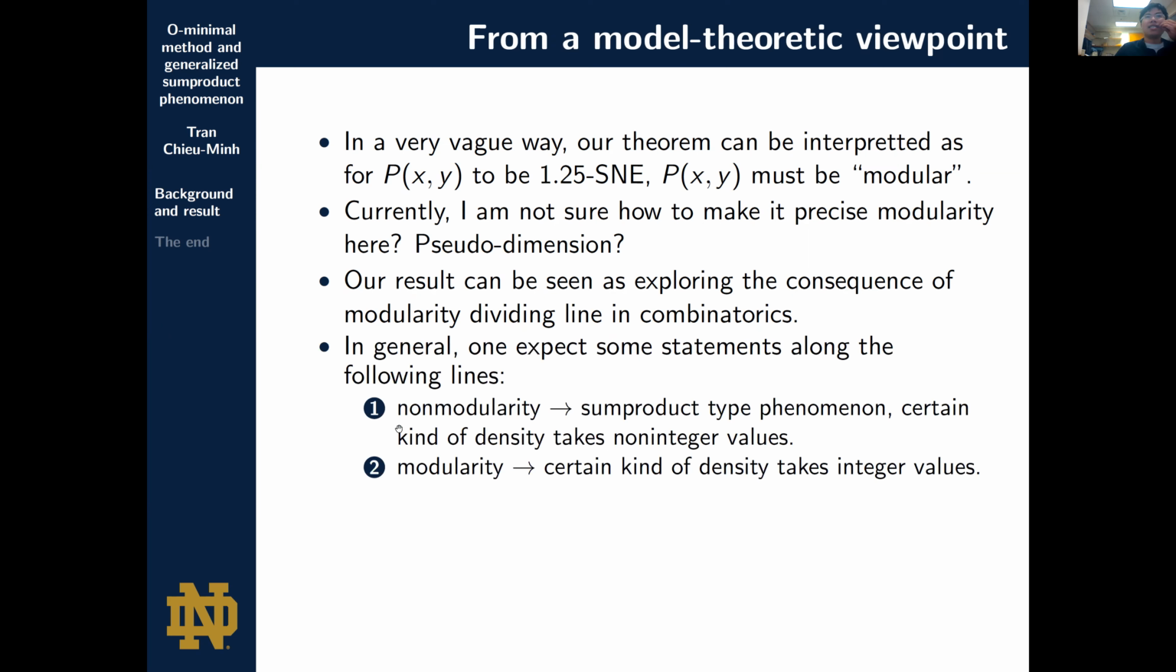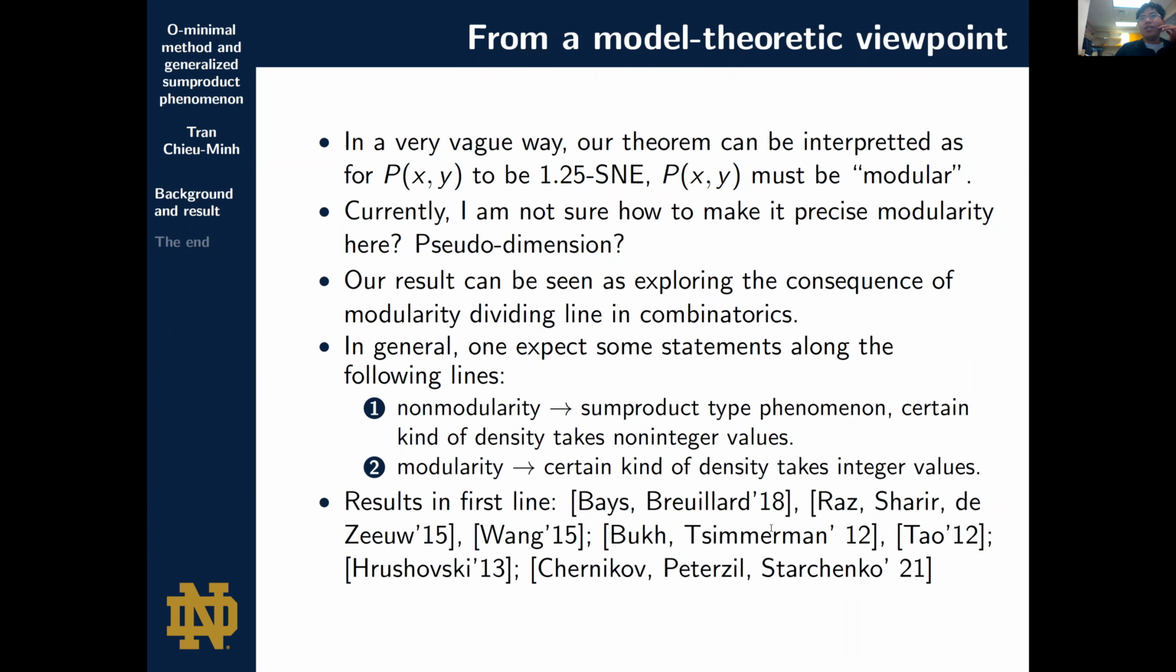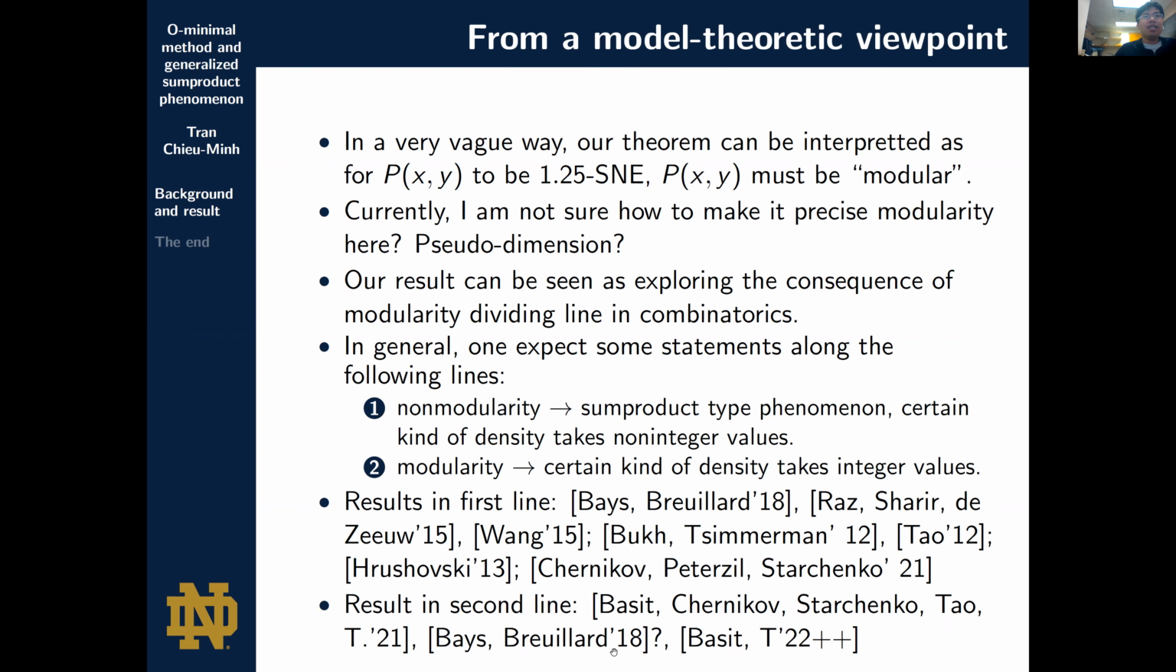So in general, we expect some statement along the line that if you have non-modularity, you would have some product type phenomenon and certain cap density takes non-integer value. And if you have modularity, you have certain cap density takes integer value. The result in the first slide was obtained by a lot of people, and the result in the second slide was obtained by some other people.